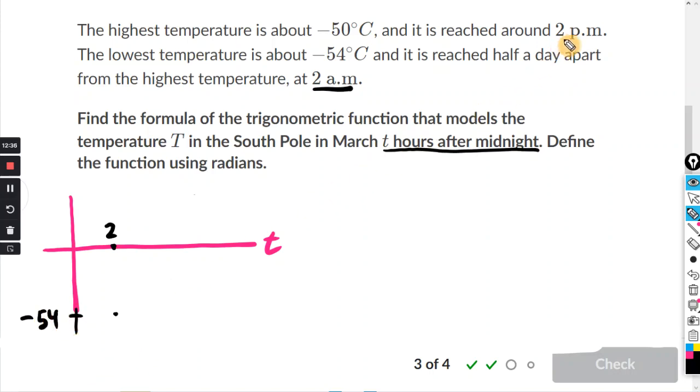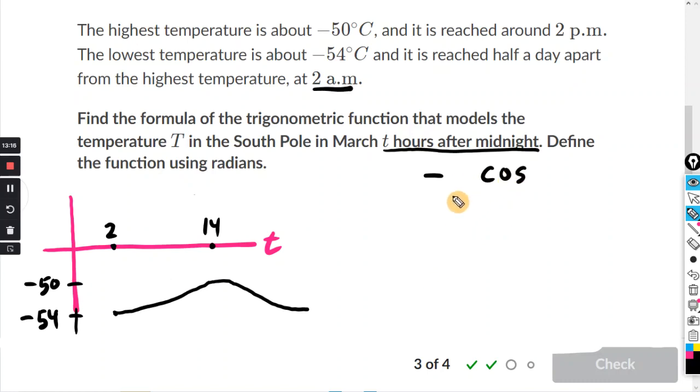All right, and then 2 p.m. is 12 hours later. So I'm going to add 12 hours to the number 2. So that's going to be at 14. And it hits -50. It reaches the high. All right. So it basically starts here, goes up to 14, and then it's going to come back down. All right. So I drew this a little flat, but this is clearly a negative cosine function. All right, that's a negative cosine.